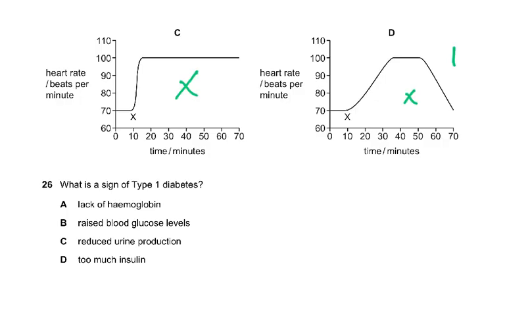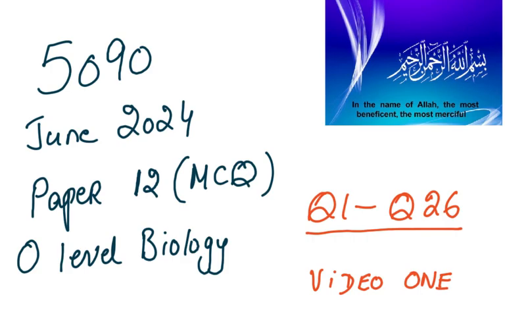Question number 26. What is a sign of type 1 diabetes? In diabetes, what happens? The islets of Langerhans do not produce insulin, so the person has raised blood glucose levels. So, lack of hemoglobin is anemia, reduced urine production, too much insulin. These are nothing to do with diabetes. Diabetes is lack of insulin, not too much insulin. Less insulin is produced, so the glucose is not converted to glycogen and stored in the liver. So, higher blood glucose levels.